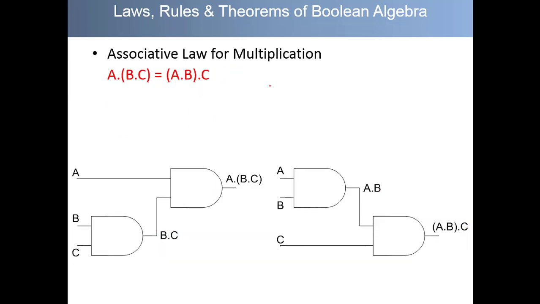A similar law holds for multiplication. It states that if we perform the multiplication of b and c first and then take its result and multiply it with a, this is similar to the situation when a and b are multiplied first and their product is then multiplied with c. In both cases the result would be the same.